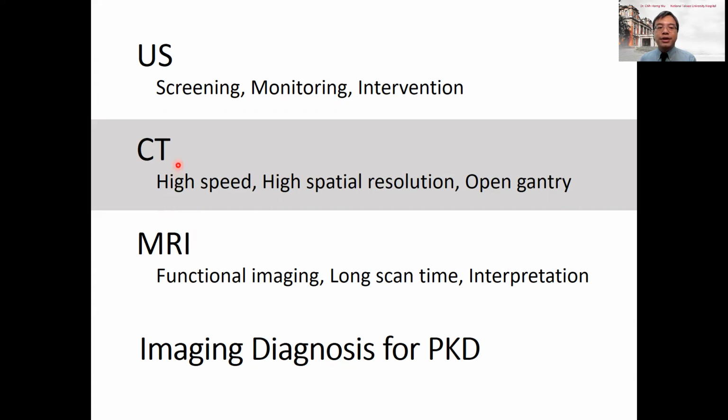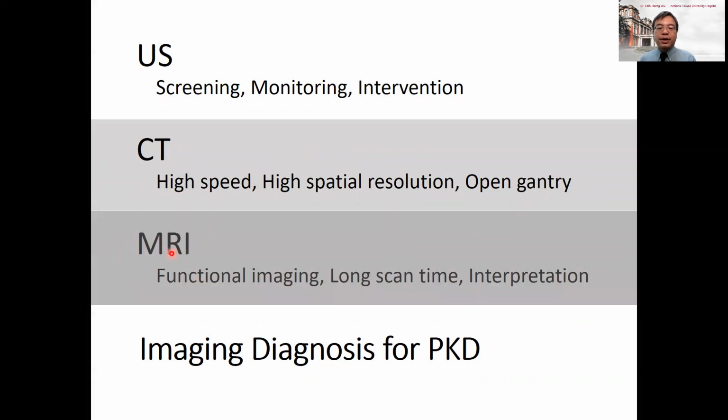The advantage of CT is that it has high speed, high spatial resolution, and an open gantry. The benefit of MRI is that it can provide functional images. However, it takes a long time to scan, and it needs a radiologist to interpret the result.